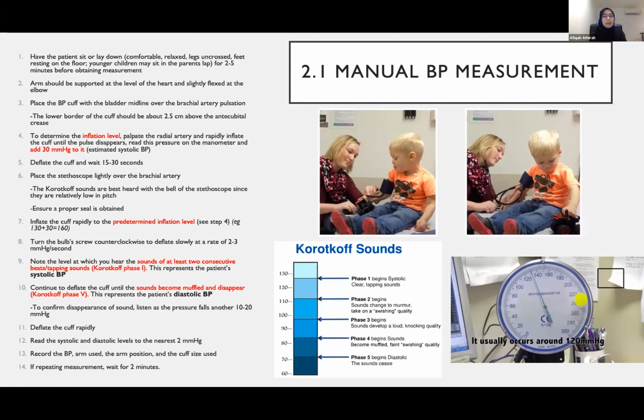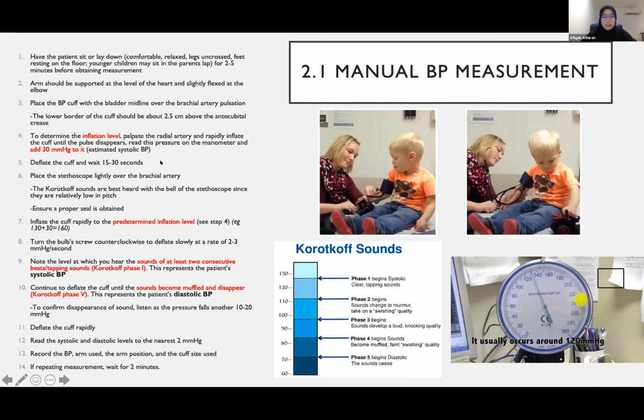After that, aside from the cuff size, another important thing to know in BP measurement is the level of the arm. The arm, where we place the cuff, should be at the level of the heart. Like this boy here, this should be at the level of the heart. And then we might ask the child to slightly flex the elbow. And then we place the BP cuff.